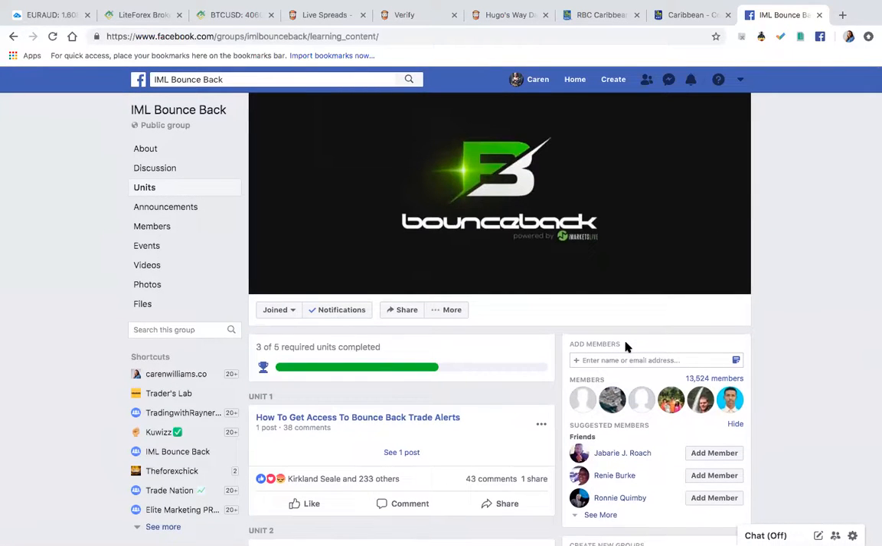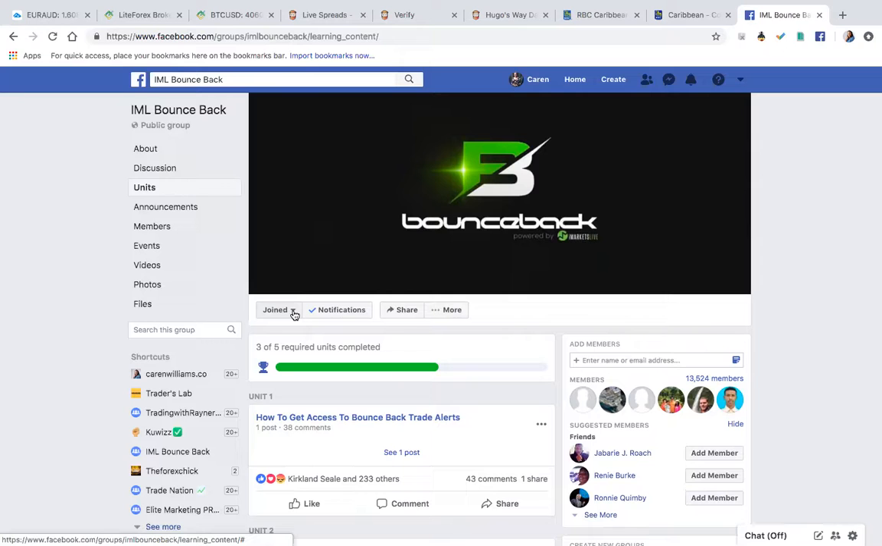active IML members, if you have not joined the IML bounce back group as yet, simply go into Facebook, type in the search engine IML bounce back, and you should see the group pop up. All you need to do is click join. You should see it somewhere around here, and somebody will approve you to join the group. It's very simple, very easy. Just look for the group and join.